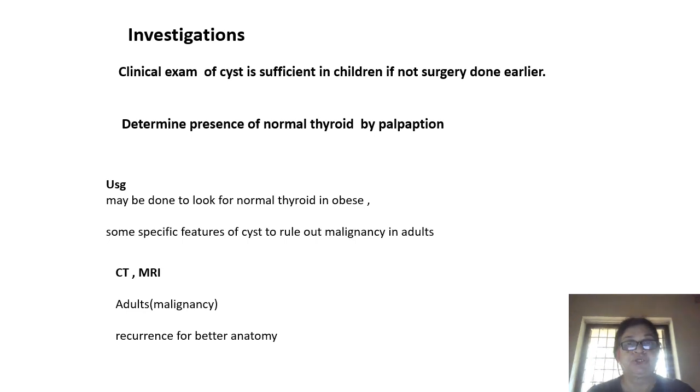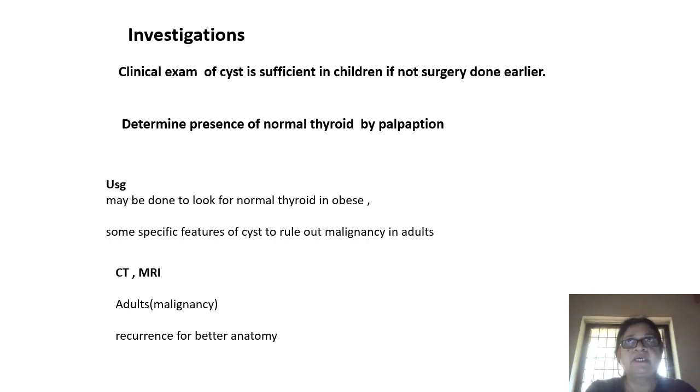What investigations would you do? Clinical examination of the cyst is sufficient in children if surgery had not been done earlier. I'll come to it later. Apart from that, you need to palpate the normal thyroid. It's very easy in a reasonably weighted individual. You can palpate the normal thyroid, so you need not think this cyst is an ectopic thyroid. You can go ahead and remove it. Ultrasound may be needed to localize your normal thyroid in very obese patients. Very obese, you cannot palpate the thyroid. There is too much subcutaneous fat. So in that case, you need the ultrasound.